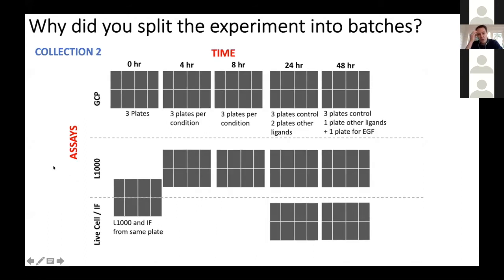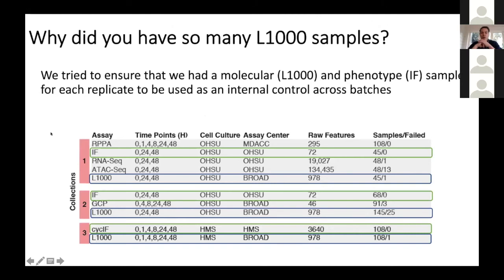The GCP required significantly more cells, and so for the time 0 plate, we had to have 3 time 0 plates, and likewise, we had to have 3 plates per condition. This was a large number of cells that didn't allow us to collect the other assays at the same point. But as I'll talk about on the next slide, we wanted to make sure that we had controls built in across the different collections. So for the GCP in collection 2, we also had L1000 as a molecular readout, and then IF paired with it. This is the reason why we have so many L1000 samples across the different experiments.